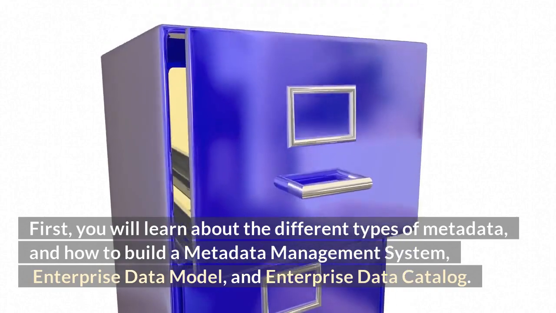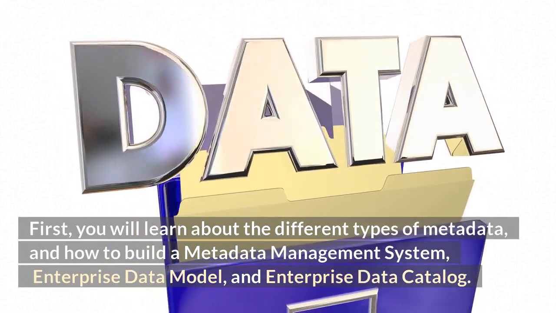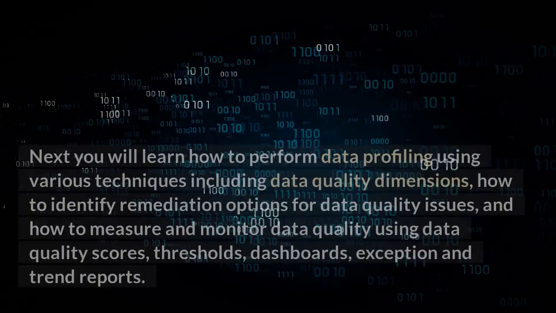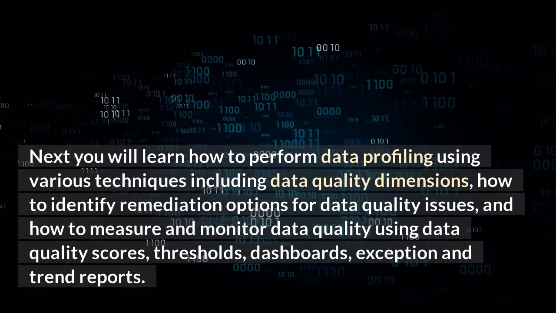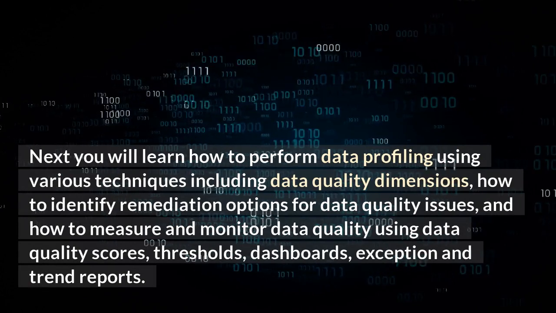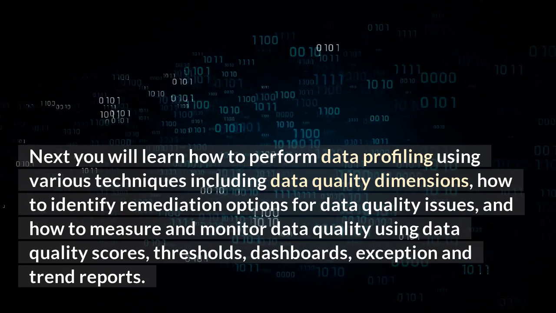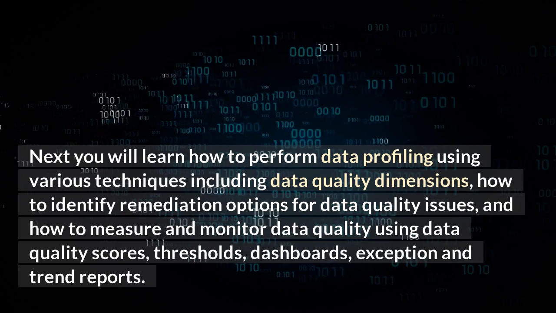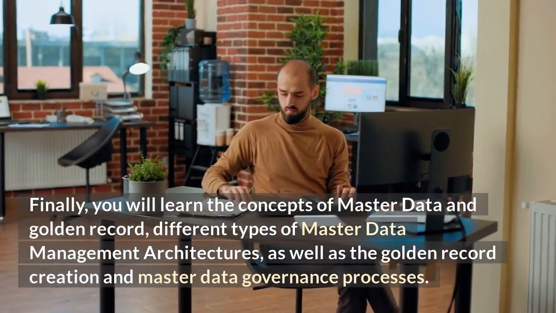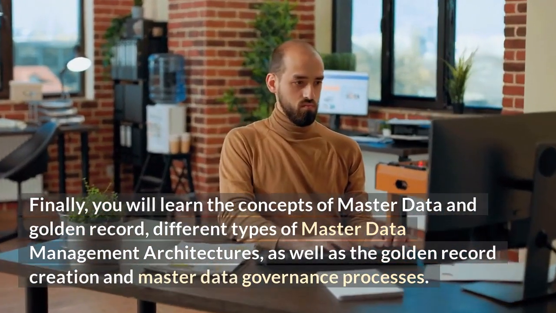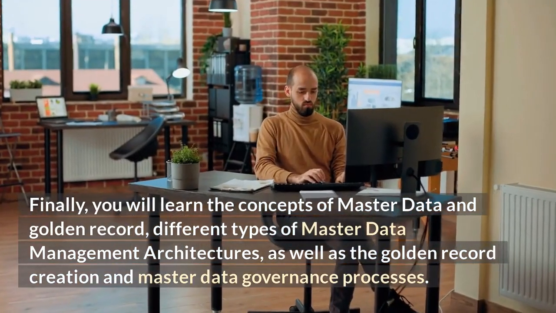First, you will learn about the different types of metadata, and how to build a metadata management system, enterprise data model, and enterprise data catalog. Next, you will learn how to perform data profiling using various techniques including data quality dimensions, how to identify remediation options for data quality issues, and how to measure and monitor data quality using data quality scores, thresholds, dashboards, exception and trend reports. Finally, you will learn the concepts of master data and golden record, different types of master data management architectures, as well as the golden record creation and master data governance processes.